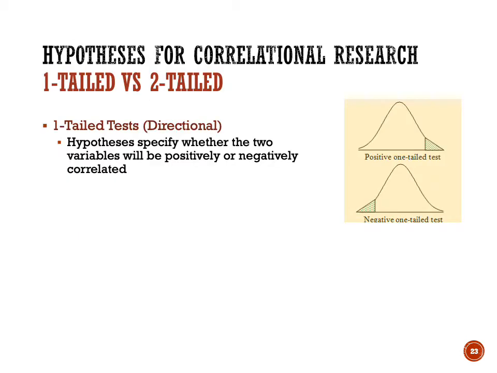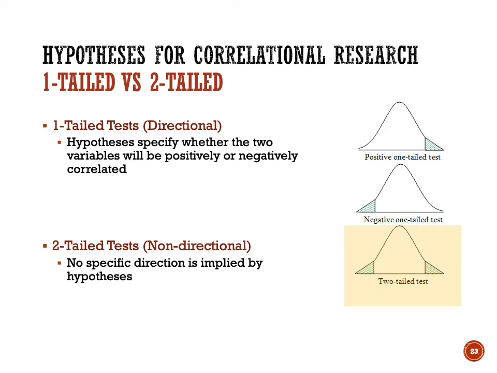So with correlational research, there are two types of hypotheses. One-tailed tests are also known as directional. And in this case, the hypothesis is specific about the direction of the association. That's why it's called directional. So we specify whether it's a positive or negative correlation. So remember that the distribution for R is a full normal distribution, ranging from -1 to +1. So when you specify the direction, you're pinpointing one side of the distribution, as shown in these illustrations here to the right of the screen. So it'll be on the right tail if you're hypothesizing a positive correlation. It'll be on the left tail if you are hypothesizing a negative correlation.